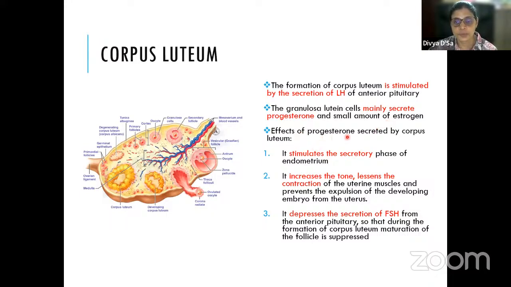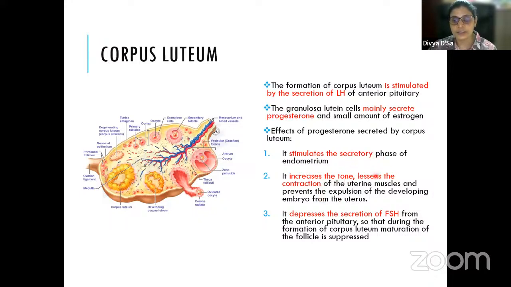The effect of this progesterone, this is theca interna cells, okay? So why is this progesterone secreted now and what will it cause? It will stimulate the secretory phase of the endometrium. So ovulation, LH surge, and there is formation of corpus luteum. So here it stimulates the secretory phase.